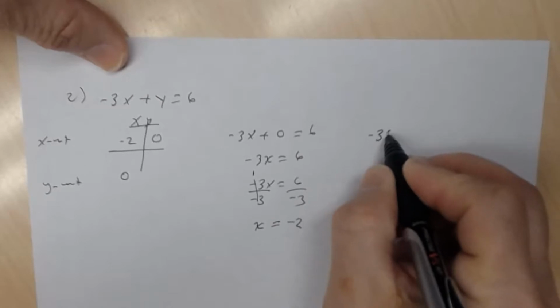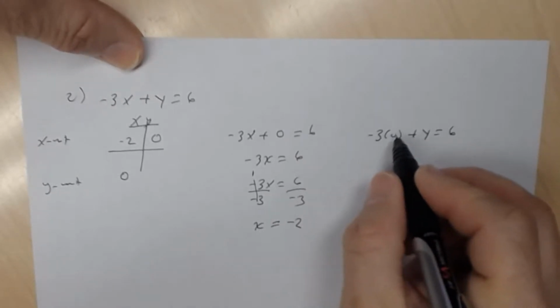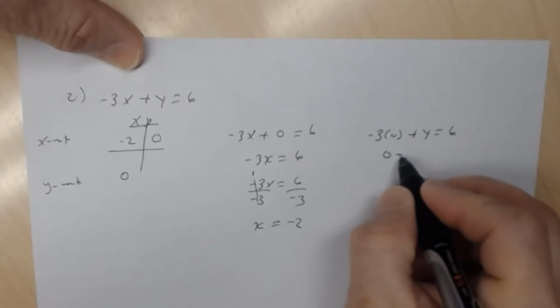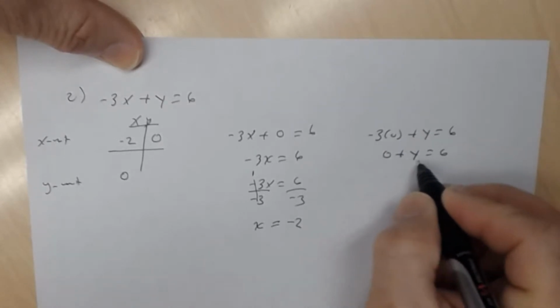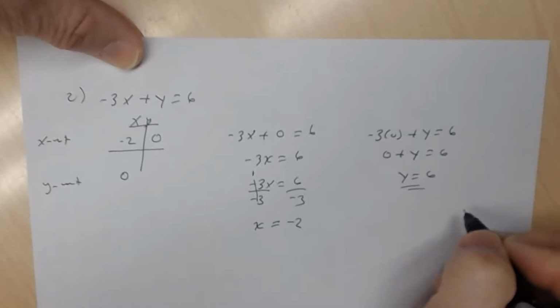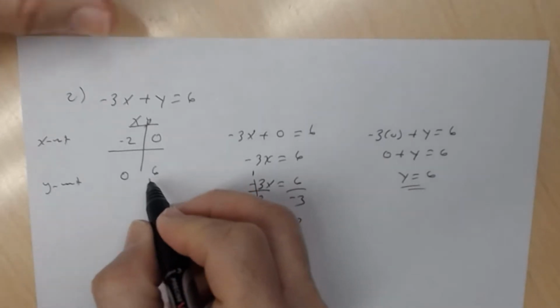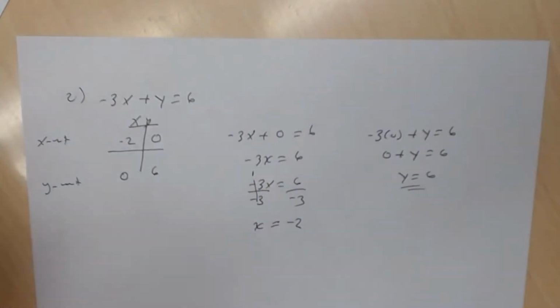So I get negative 3 times 0 plus y equals 6. Negative 3 times 0 is 0. So I get 0 plus y equals 6. 0 plus y is y, so y equals 6, and you're done. So that's the y-coordinate of your y-intercept. So I found my intercepts, so then I'm going to plot those points and I'm going to draw my line.